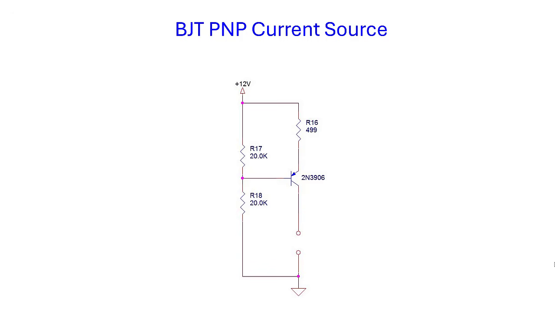For the current source, calculate the emitter current by taking the base voltage, adding VBE to come up with the emitter voltage, and finally divide 12 volts minus the emitter voltage by the emitter resistor for the calculated value. The difficult part of this calculation will be to find the base voltage. Note that the 20K resistors form a voltage divider.